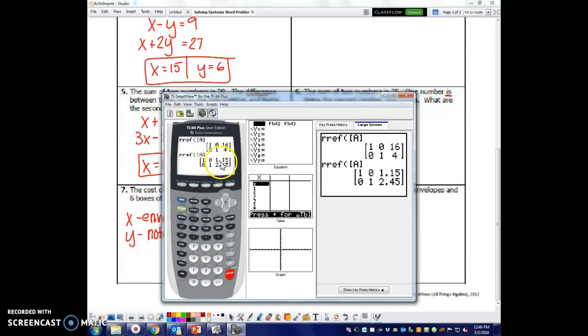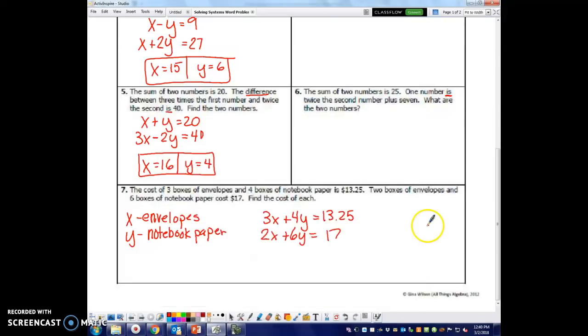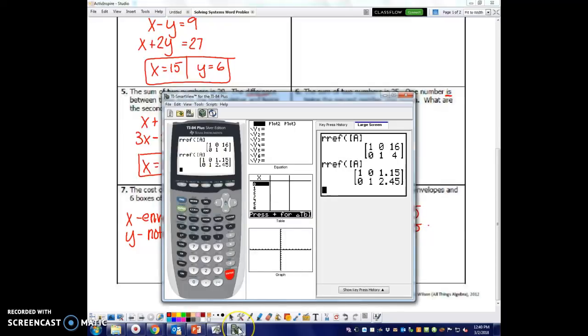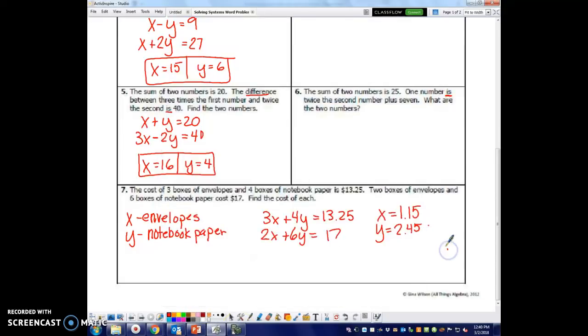So it tells us that X is 1.25 and Y is 2.75. So X is 1.15 and Y is 2.45, right? That's what we got? Yes. Okay, so envelopes cost $1.15. Notebook paper, $2.45. All right. Flip over.